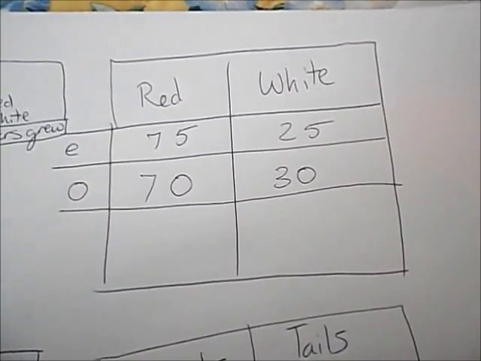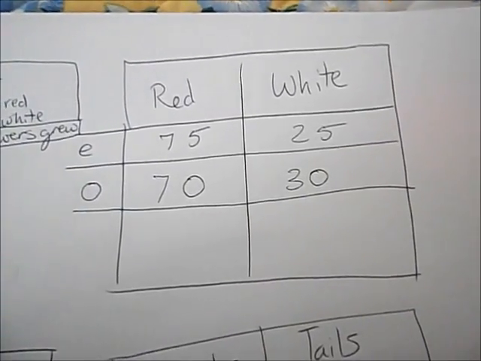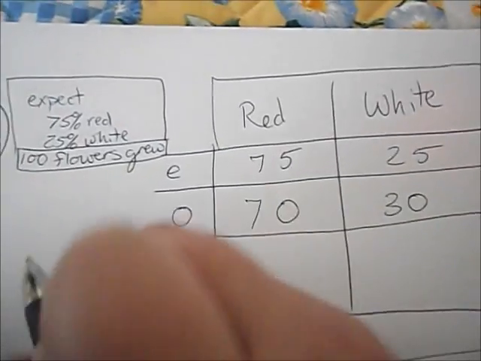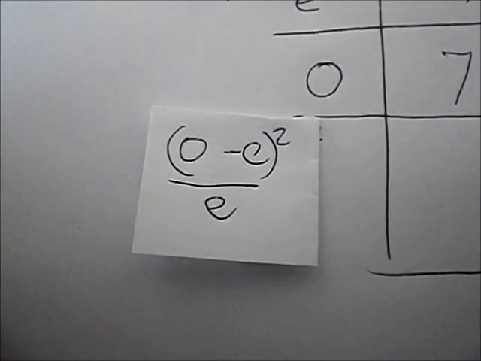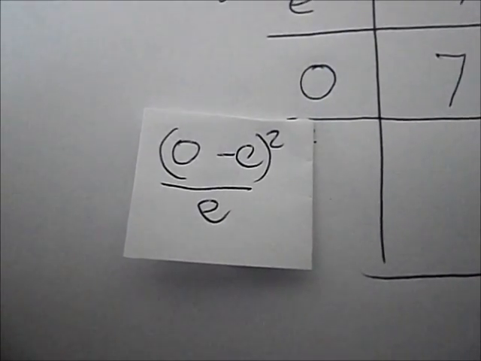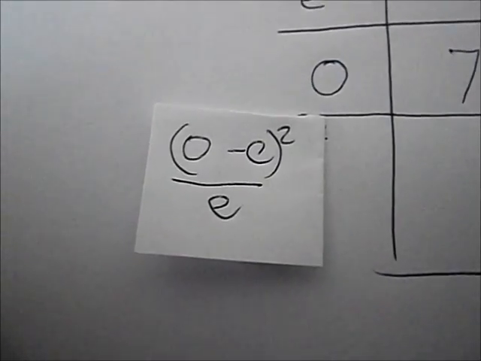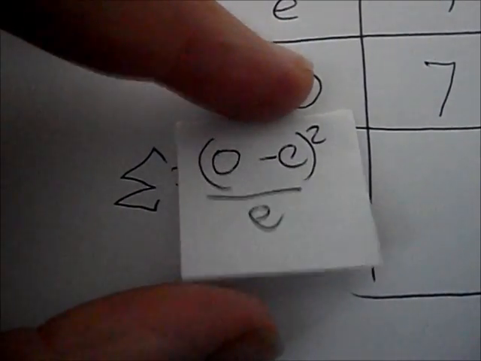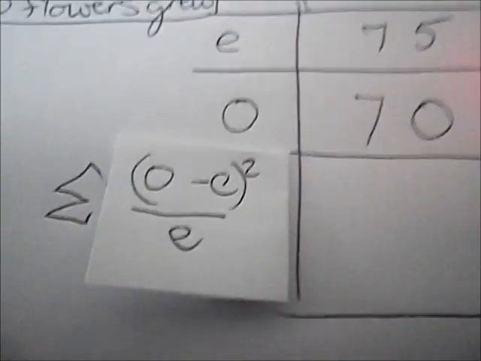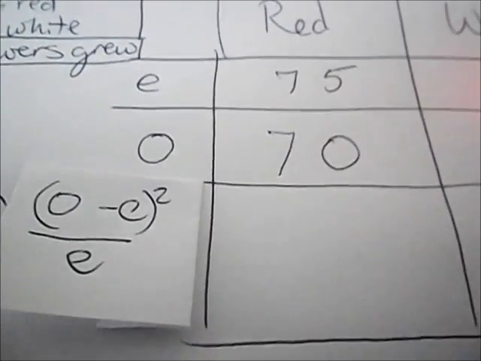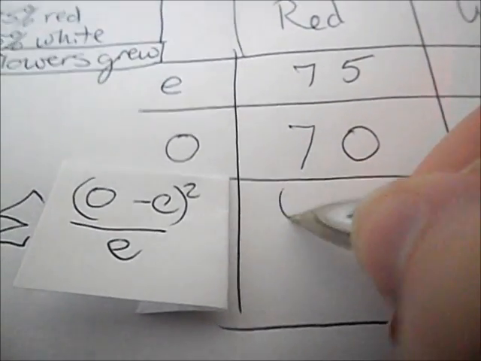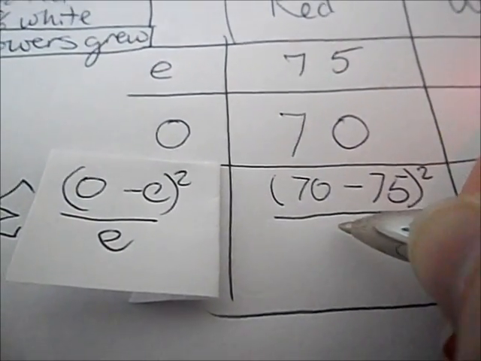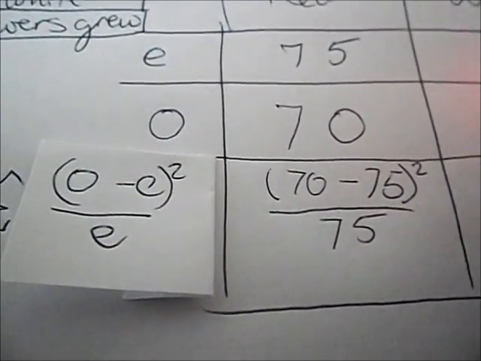To figure out if that number is significantly different than what we expected, we're going to have to calculate our chi-squared. So to figure out our chi-squared value, we need to figure out (observed minus expected) squared, divided by expected, for each group, and then add it up. All right? So let's figure out observed minus expected for our red flowers. What we observed was 70. What we expected was 75. We can square that difference. Divide by expected, which was 75.